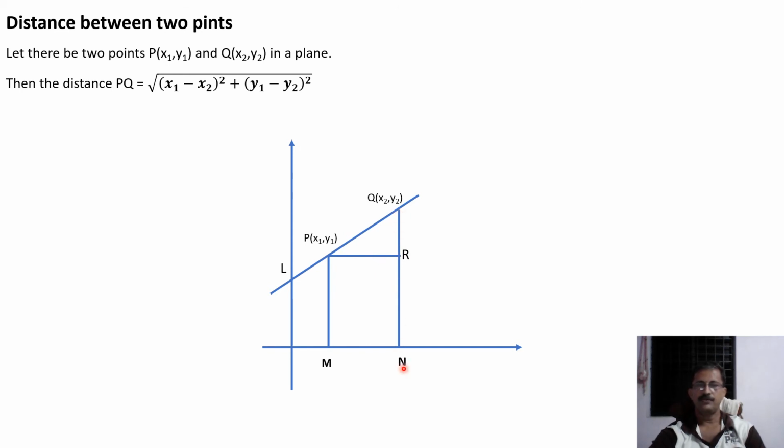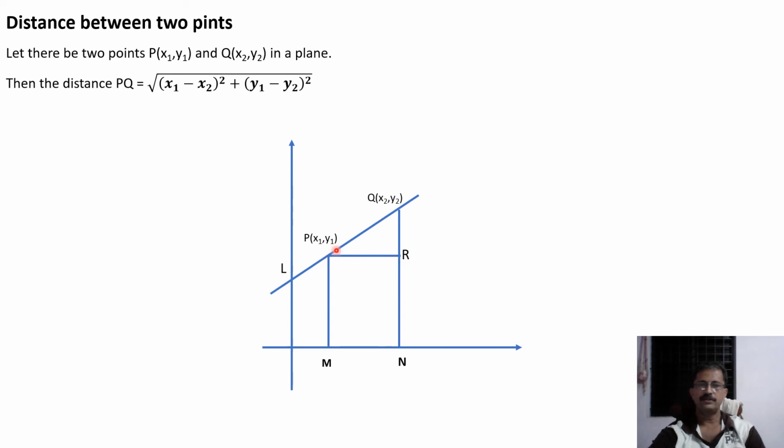Similarly, from Q to N the distance is y2. From P to the x-axis is y1, and since this is drawn perpendicular, RN and PM are equal. So RN is equal to y1. So this is y1, from Q to N is y2, hence the distance QR, this length, is y2 minus y1. Friends, this is x2 minus x1, this is y2 minus y1.